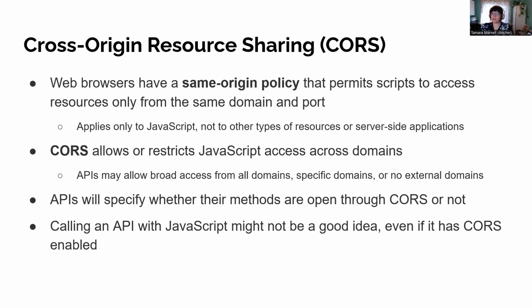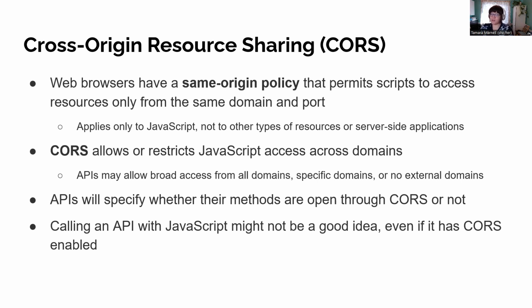Here's a mention of cross-origin resource sharing or CORS, because you might have seen APIs specified as whether it's CORS enabled or not. So web browsers have a same origin policy that permits scripts to access resources only from the same domain and port. So if you have a web page and you have a script on it, that script can only access resources that are on your domain, whether that's on that server or a different server, but it's things that you specifically own.